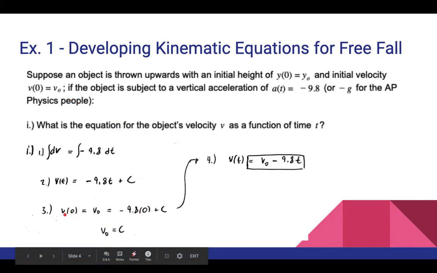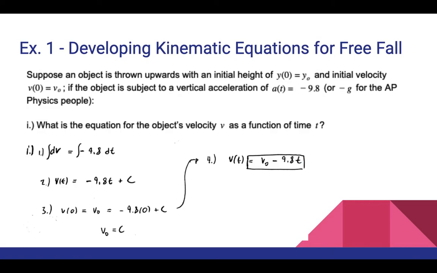So at t equals 0, our initial velocity is v naught, so we have v naught equals negative 9.8 times 0 plus c, which gives us v naught equals c, our constant of integration. As a result, if an object is thrown upwards with an initial height of y naught and initial velocity of v naught, we can predict the object's velocity at any time t by the equation v naught minus 9.8t, which, for those of you in AP Physics last year, is one of the kinematic equations.